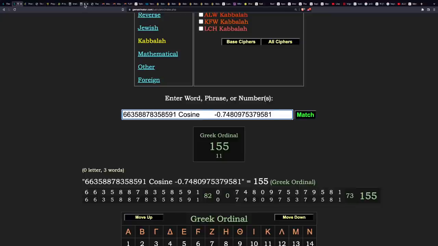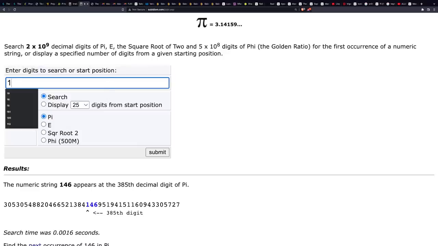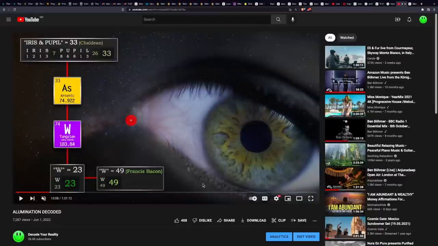155. What is 155? You go right back into the string of pi. 155 is found at the 314th decimal digit. You see how the source code is working? This is the source code. This is the code that plays out our reality. All based in numbers. And it's all based in the sine and cosine waves. Which is... Where is it?